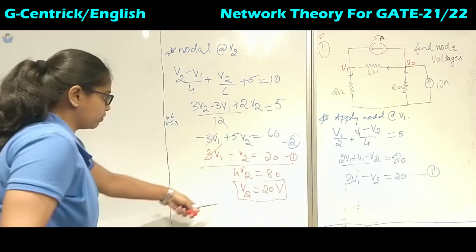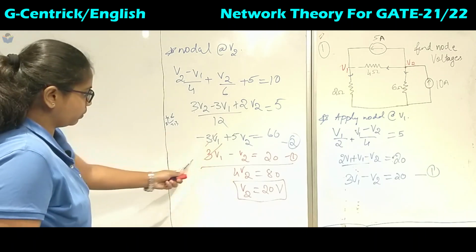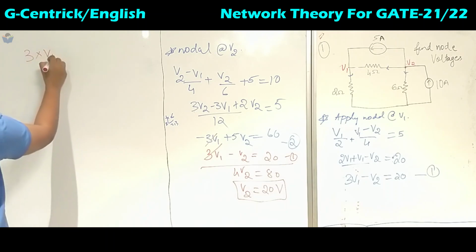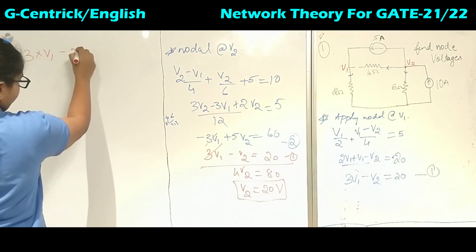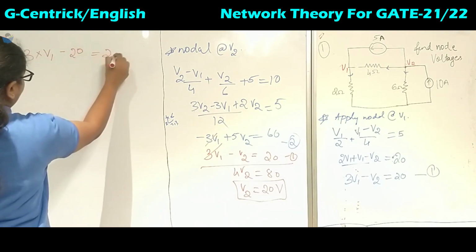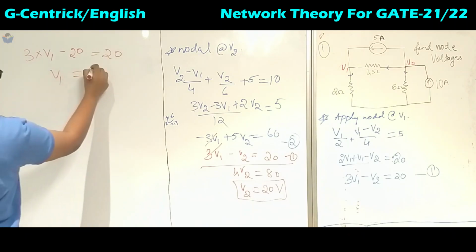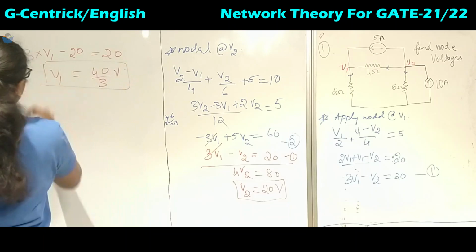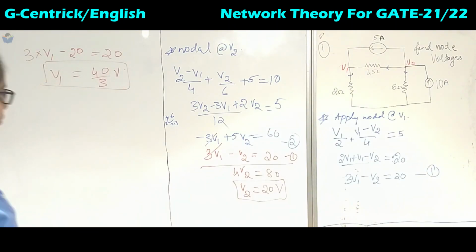Now substitute this value V2 in any of these two equations. What we will get? 3 into V1 minus 20 equal to 20. Then V1 is equal to 40 by 3 volts. Okay, so this is the value of the V1 and V2.